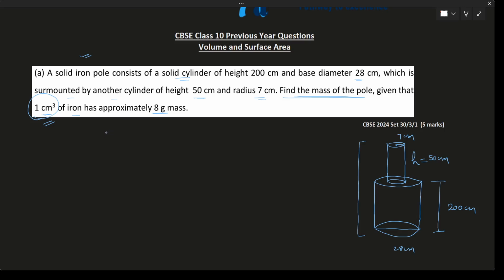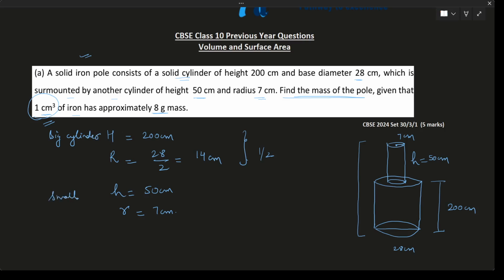Talking about the big cylinder, the height of the big cylinder is 200 centimeter. The radius of the big cylinder, I'll take it as capital R, will be 28 divided by 2, which is 14 centimeter. So students, you will get half a mark for calculating this only, the radius, because the radius is not given, the diameter is given to you. Now the small cylinder: height 50 centimeter and radius 7 centimeter. This one is for the big cylinder I'm writing, and this is for the small cylinder.